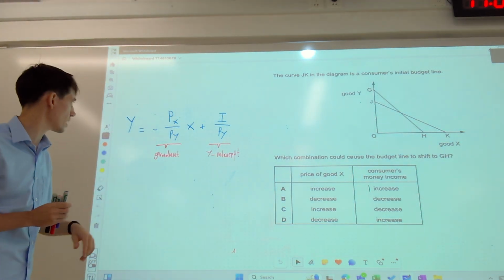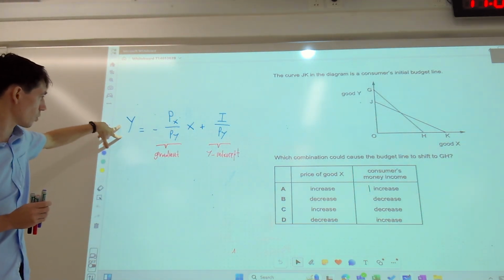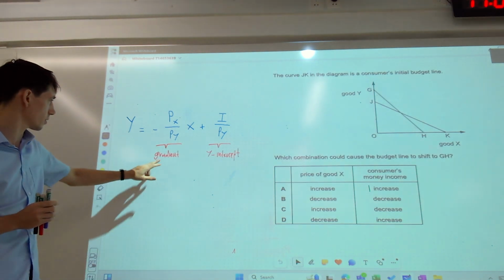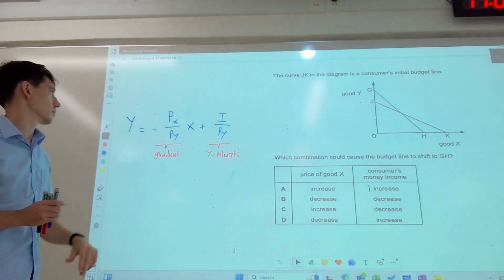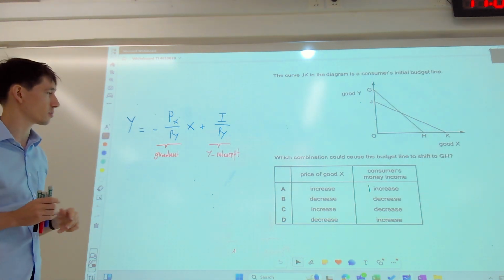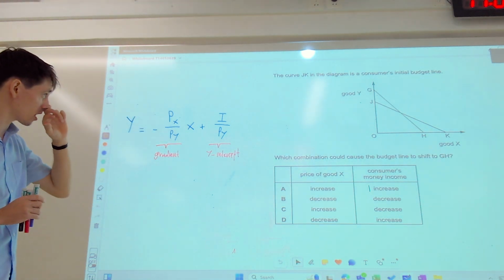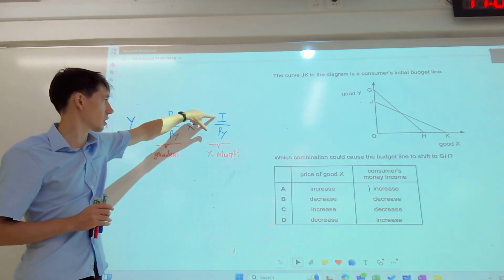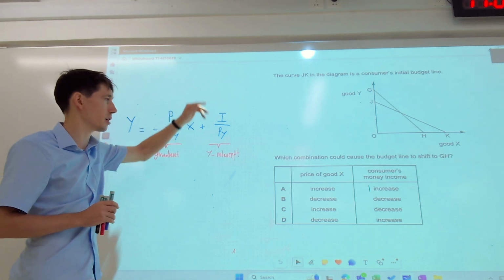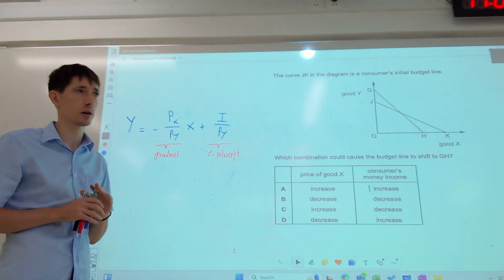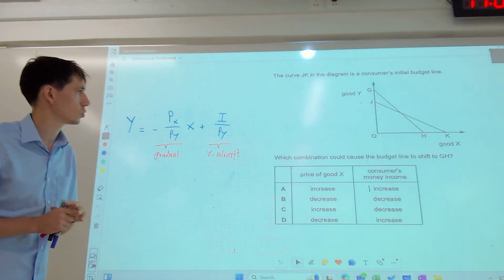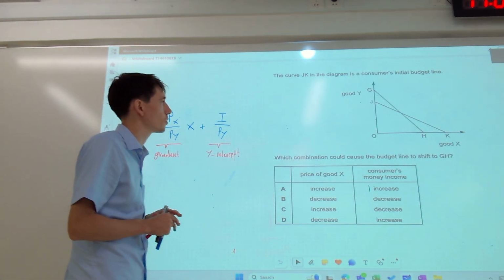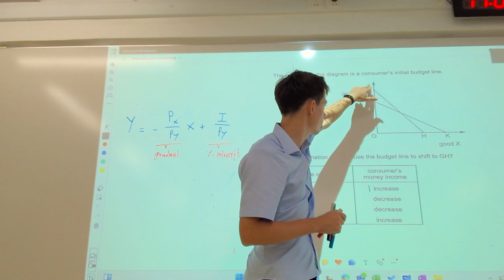Well, we know that the equation of the budget line takes this form. The gradient of the budget line is negative the price of X divided by the price of Y, downward sloping. And we know that the Y-intercept is your income divided by the price of Y. We also know that the X-intercept is your income divided by the price of X. So then, what could have happened to move us from JK to GH?